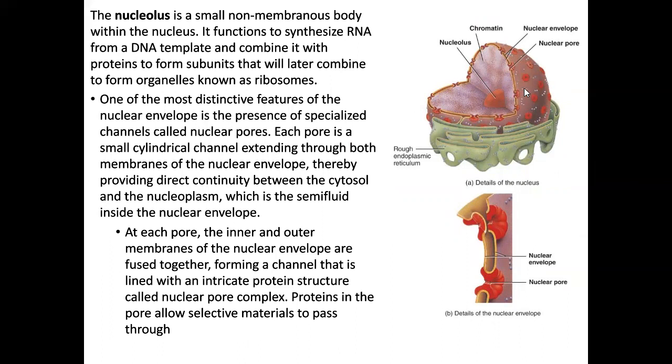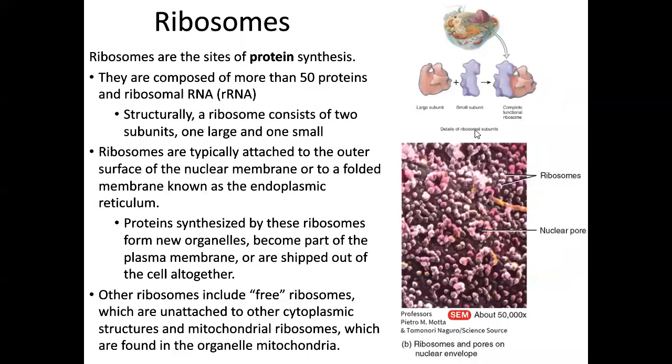Those are all ribosomes. We also find a lot of them attached to the rough endoplasmic reticulum. Here is a picture showing you the outside of the nuclear envelope. You can see there are some of those nuclear pores that we just talked about. And then you see a lot of these little dots. Those are all ribosomes.